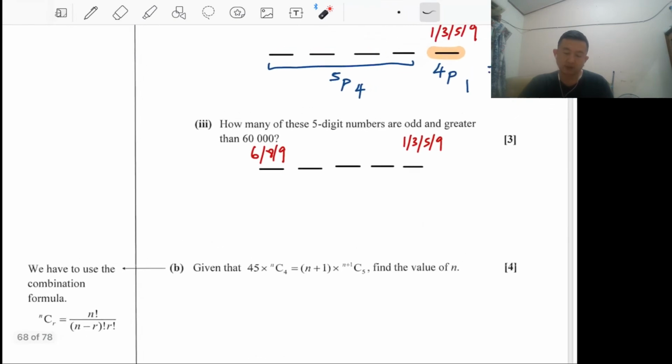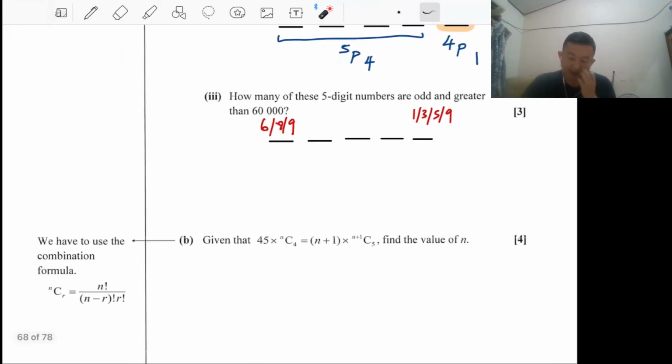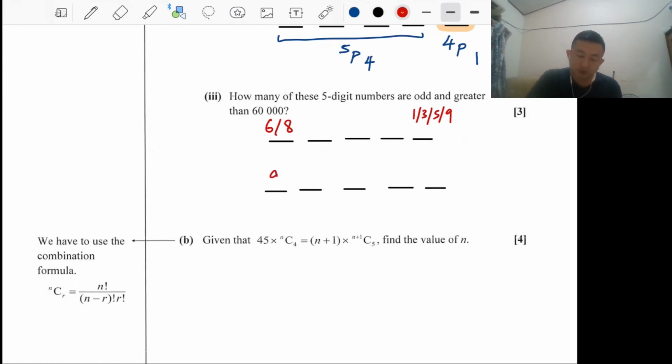Okay, let me go up. 6, 8, 9. But there are clashes between the first slot and the last slot. The clash is 9, right? If you put a 9 there, you cannot put a 9 over there. So if there are clashes, you have to take out the 9 first. If you go for 6 or 8 at the first slot, you can put 1, 3, 5, 9 at the last slot. But if you put 9 at the first slot, you cannot put 9 at the last slot. So it's just 1, 3, 5.